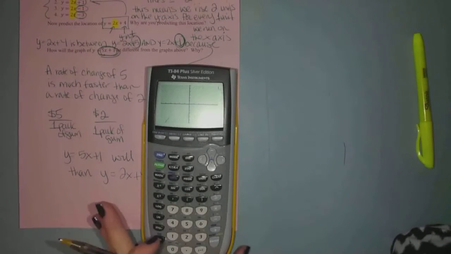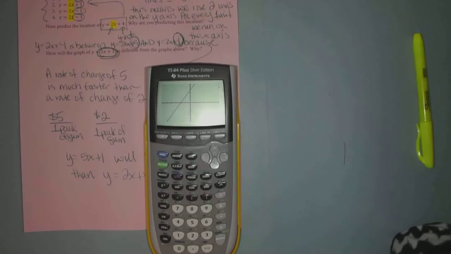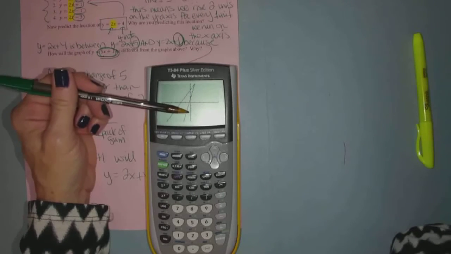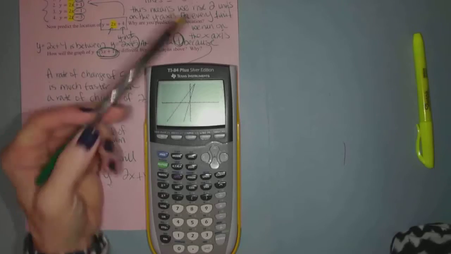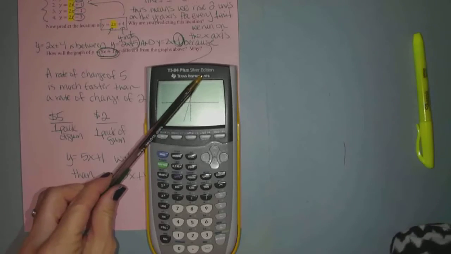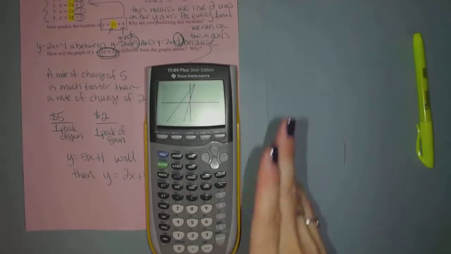Okay, take a look at it. There's 2x plus 4. There's 5x plus 1. And you can see the steepness of the line. This one's not as steep as this one. So my prediction is correct.